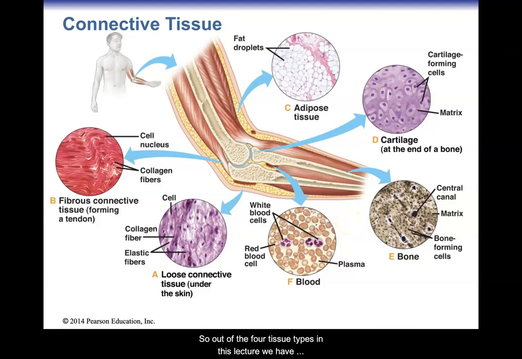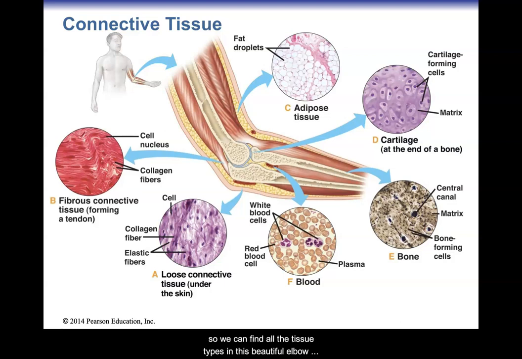So out of the four tissue types in this lecture, we have epithelial tissue, connective tissue, muscle tissue, and nervous tissue. Connective tissue is going to be the most abundant. It's found pretty much everywhere in the human body. And there are many different varieties of connective tissue. Some of those varieties are highlighted here on the slide. I want to go over a couple of them.